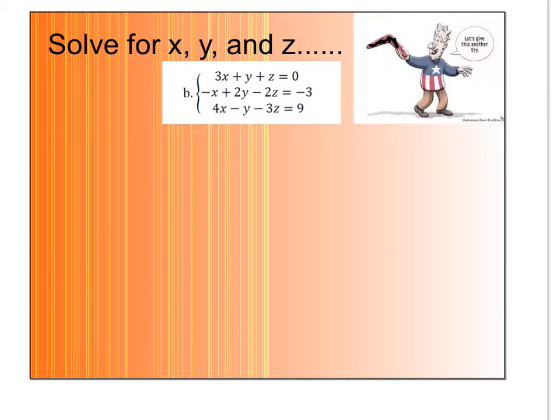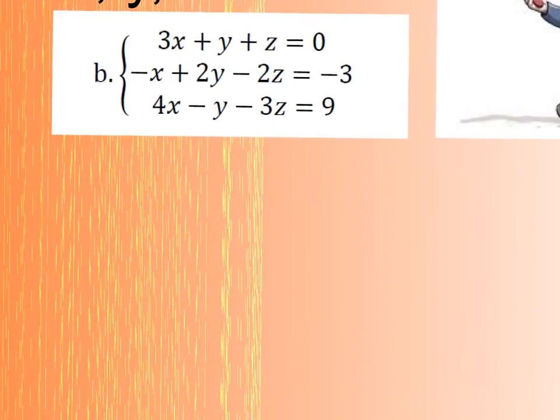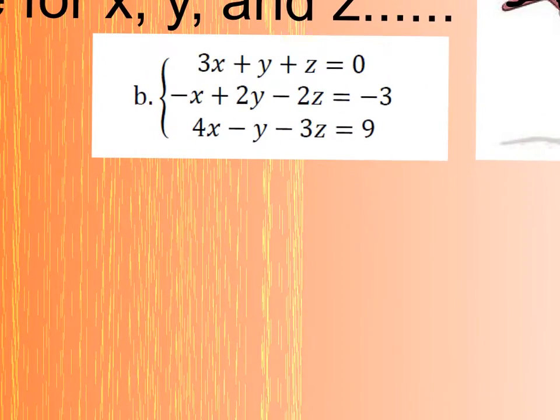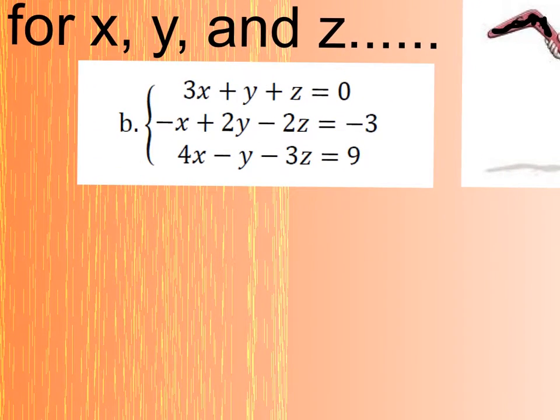So if I do kind of that same thing, here's what I want to do. 3x plus y plus z equals 0. Negative x plus 2y minus 2z equals negative 3. 4x minus y minus 3z equals 9. So for this one, a couple different ways you can go. I might look at eliminating y, and here's where I might start.